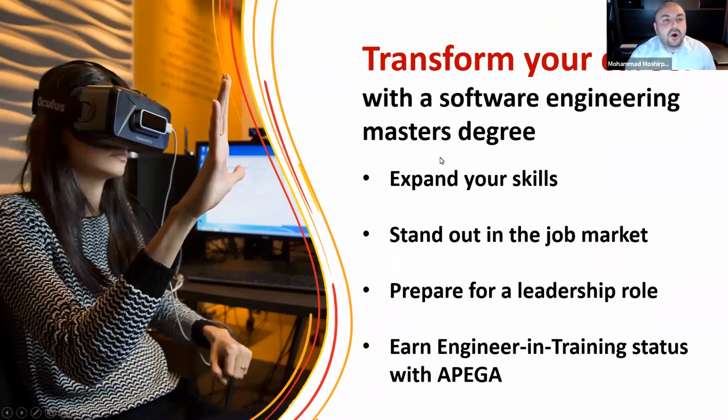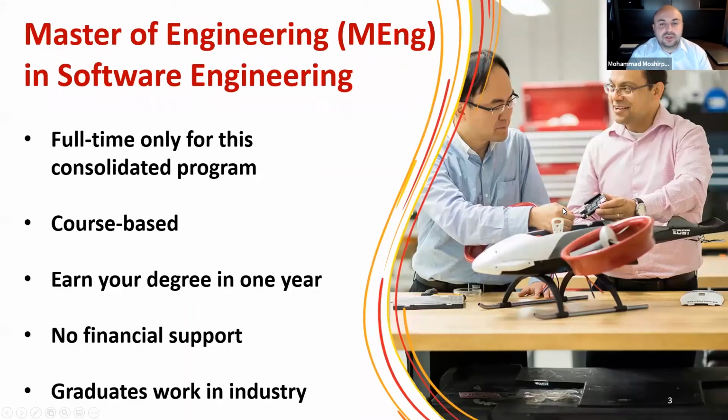All right, so this program, we are very passionate about software engineering at the University of Calgary. We have an exciting undergraduate program, and we were able to build this MN program based on that program. The idea is that with the software engineering masters, you're able to expand your skills, stand up in the job market, and prepare for a leadership role, and also be able to earn an engineer-in-training status with APEGA, which is the Association of Professional Engineers in Alberta.